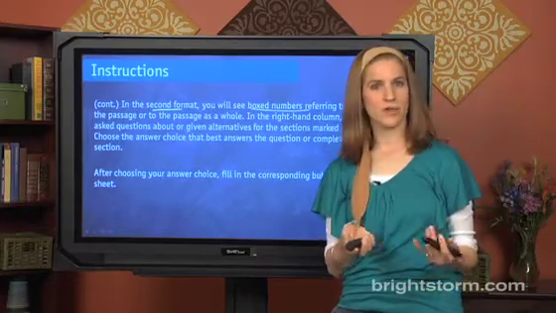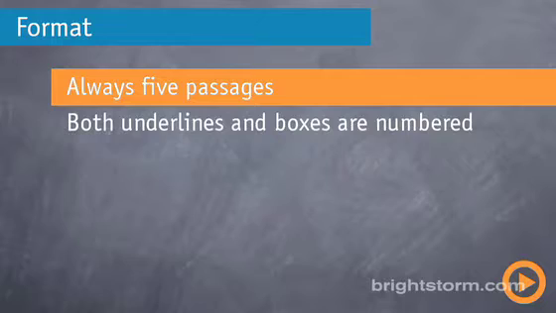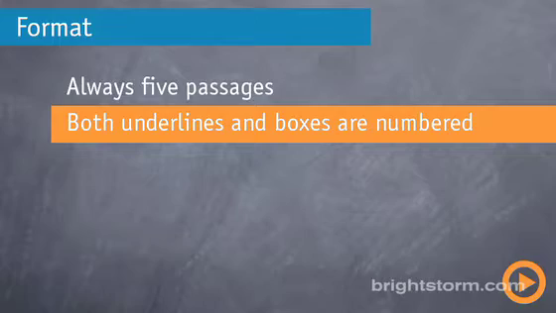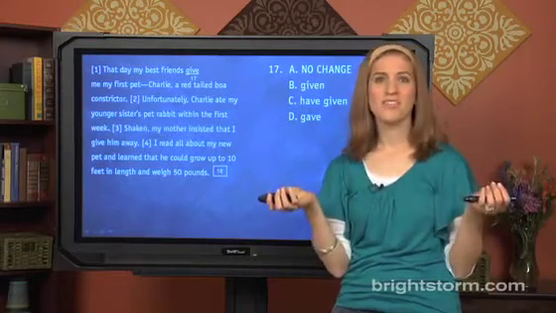Second format, you're going to see box numbers, referring to sections of the passage as a whole. And then you'll need to answer a question based on the entire paragraph or passage. So, just to summarize, always 5 passages, and you've got underlines and boxes that are numbered. Let's look at an example, because I'm sure you're thinking, what's she talking about?